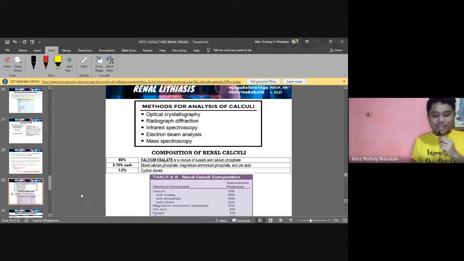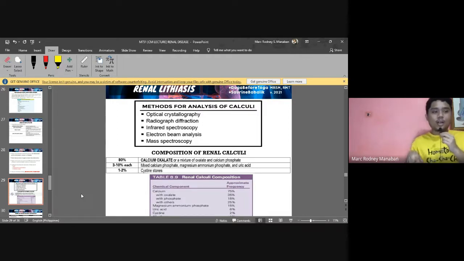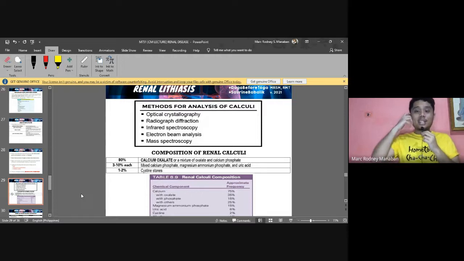All right, now for the composition of renal calculi, of course, 80%, the most common cause of your renal calculi, is calcium oxalate, which is a mixture of oxalate and calcium phosphate. So as I mentioned regarding vitamin C, if you take vitamin C, dears, take note, be careful, drink lots of water because too much ascorbic acid will be metabolized normally to oxalate. So if you have a lot of ascorbic acid, a lot of oxalate will be produced. So it can combine with calcium in your blood, and in the urine or in the kidneys, it can form renal calculi, which is CaOx, the most common cause of your renal calculi.